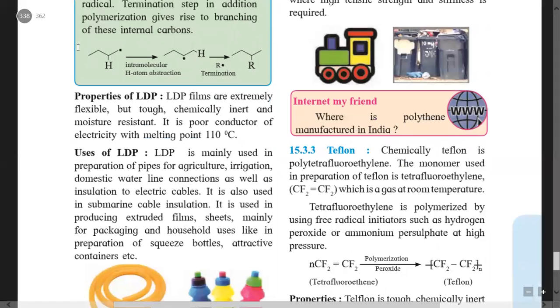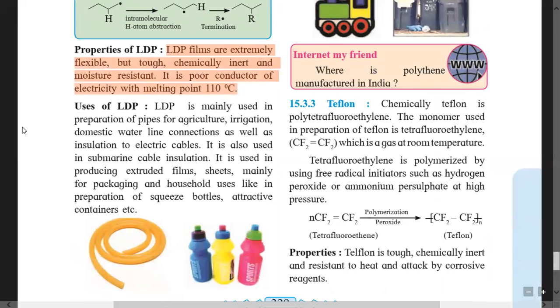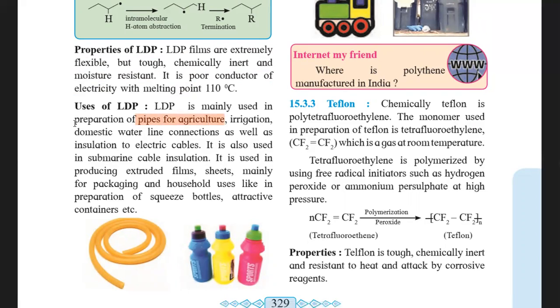Some properties of LDP are given here. The LDP films are extremely flexible, but they are tough, chemically inert, and moisture resistant. It is a poor conductor of electricity with melting point 110 degrees Celsius. The uses of low density polythene: it is mainly used in the preparation of pipes for agriculture, irrigation, domestic waterline connections, as well as insulation for electric cables.